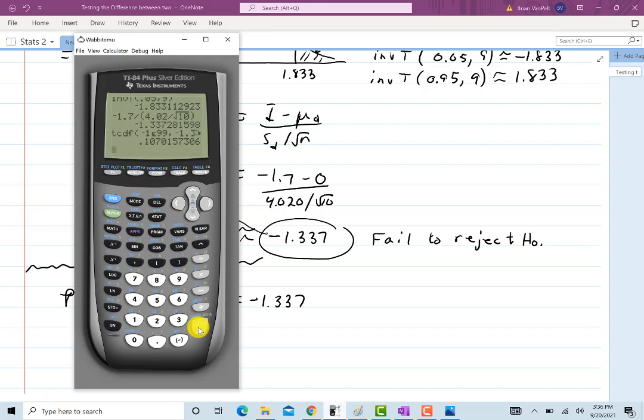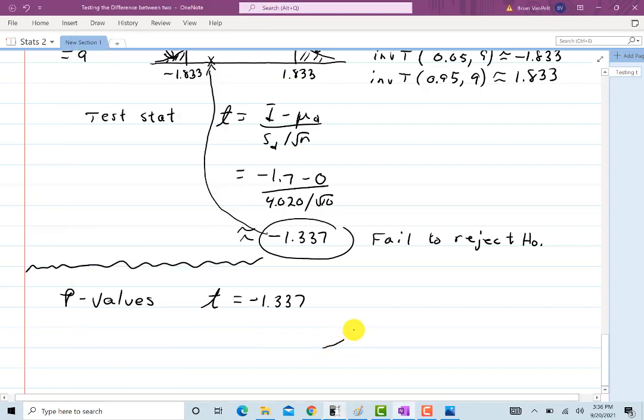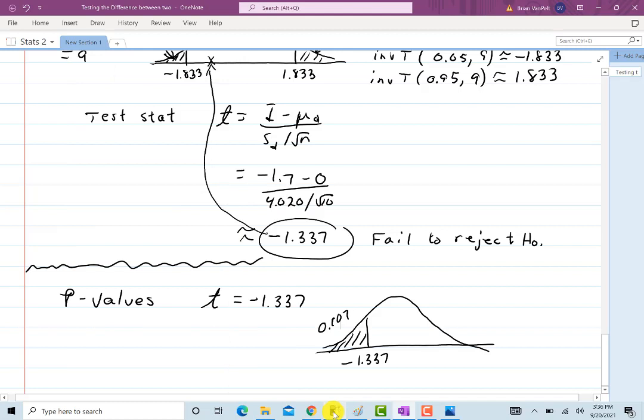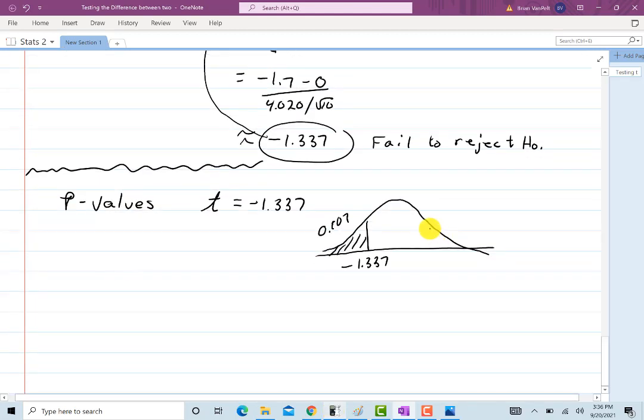I get 0.107. So this thing here was what it gives you. It gives you 0.107. I don't know if that rounds to that or not. Okay, so that's to one decimal place, 0.107. That's not quite the p-value. The p-value also adds this. So that's also a 0.107. So the p-value is actually 2 times the number that my calculator just gave me.